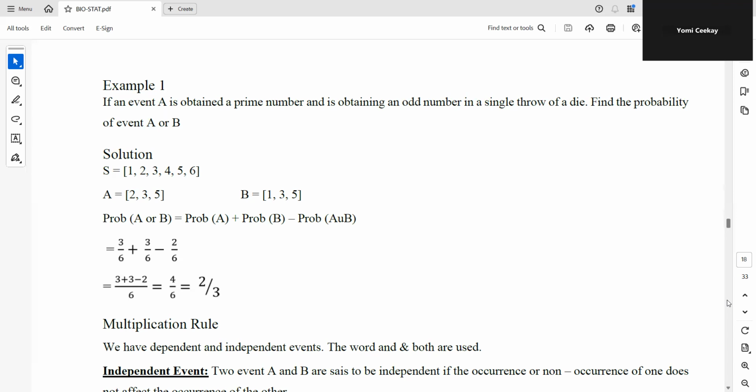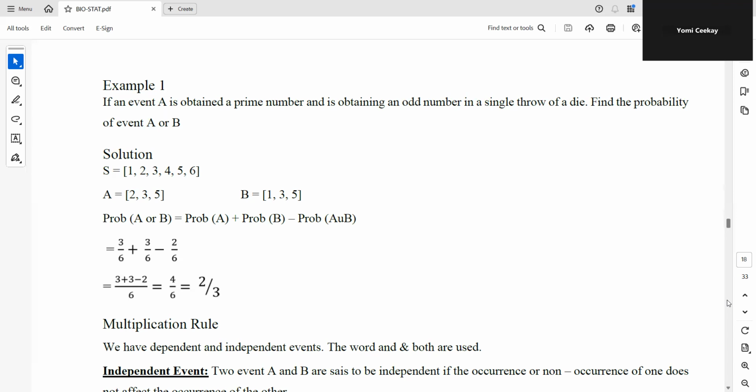No, let's split this. We are saying that probability of A or B is equal to probability of A plus probability of B minus probability of what? A intersection B. Now, how many elements do you have in A? 3. How many elements do you have in B? 3. So it will now give us 3 over 6 plus 3 over 6 minus the intersection. The intersection is what? 3 and 5, which will give us what?